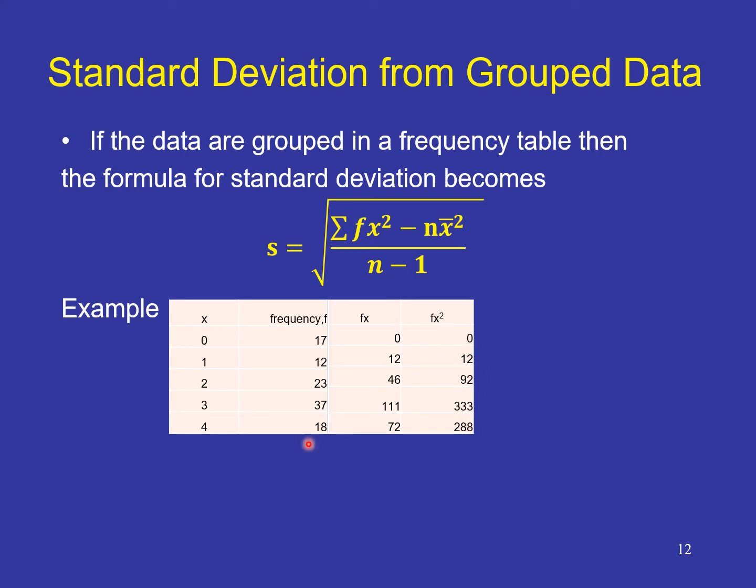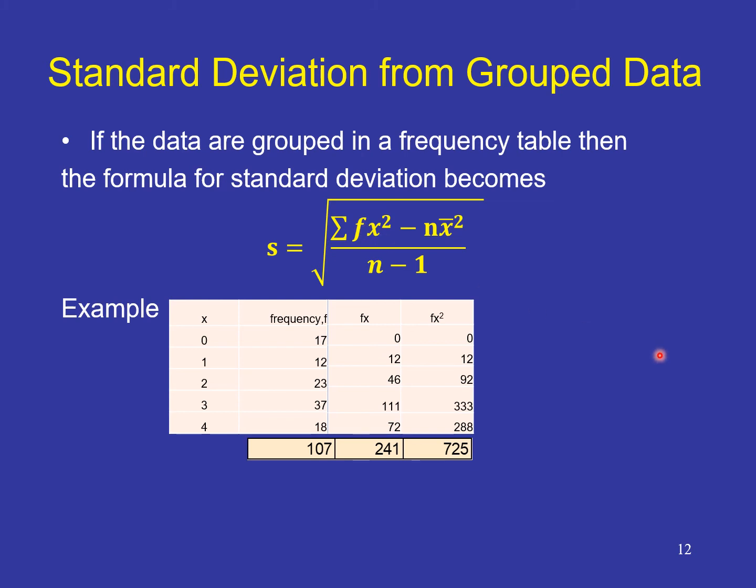For the first value, we do 17 times 0 squared, which gives us 0. We then do 12 times 1 squared, which gives us 12. 23 times 2 squared gives us 92. 37 times 3 squared gives us 333. And 18 times 4 squared gives us 288. We add all of those up and we get 725. So 725 is going to go in this part of the formula.